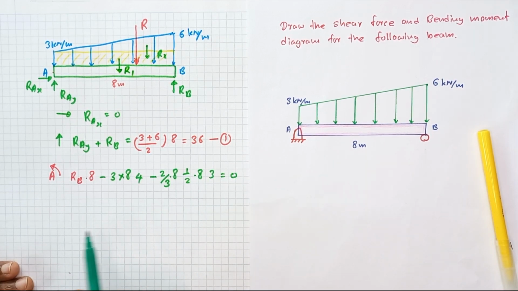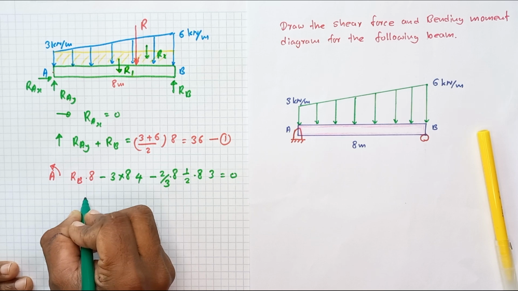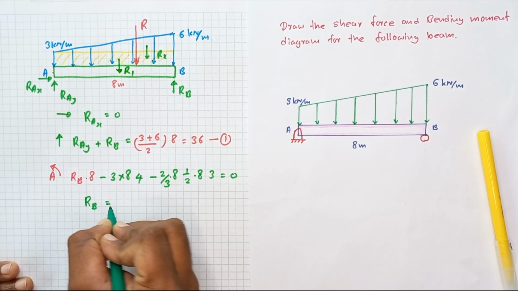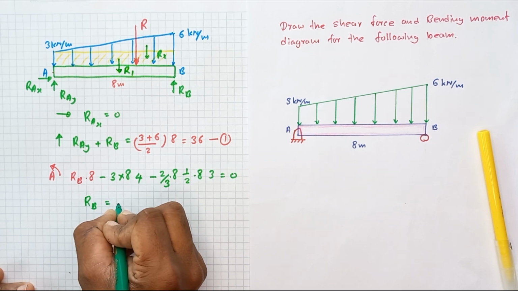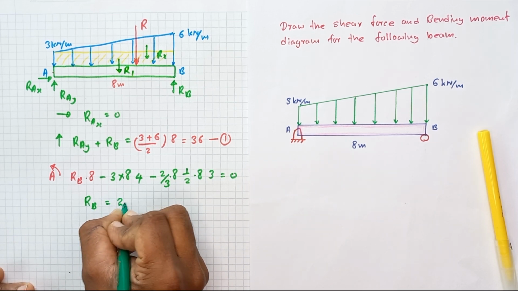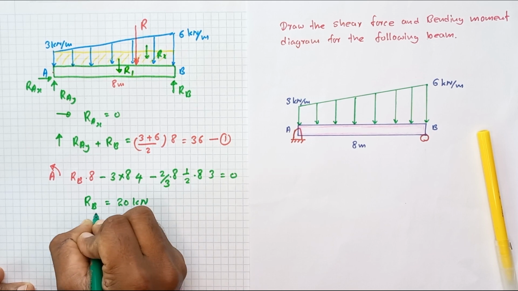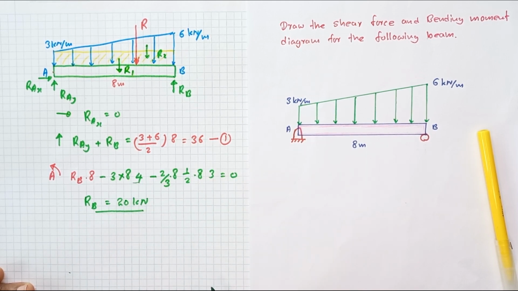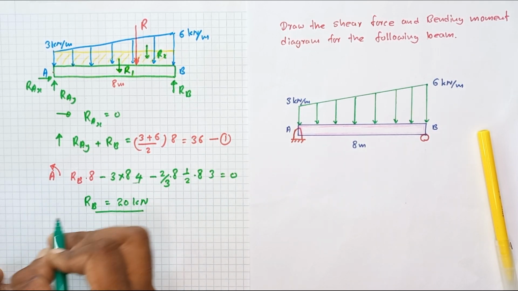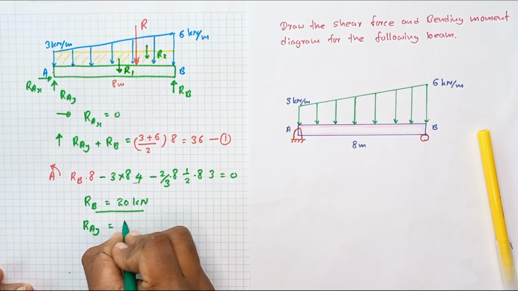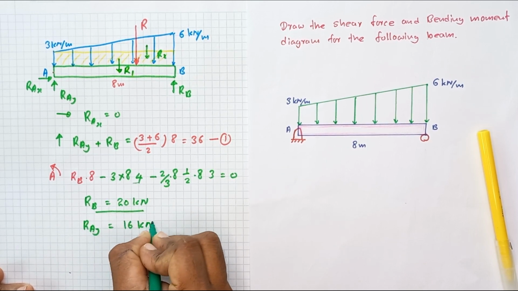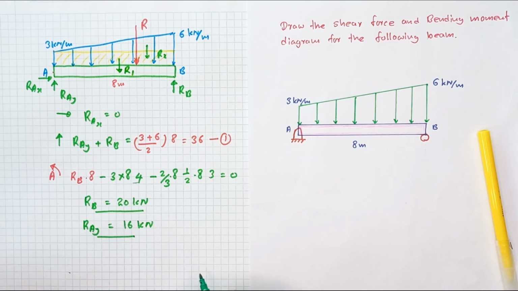By simplifying this equation, you can calculate RB. For RB, we are getting 20 kilonewton. So then RAY is equal to 16 kilonewton. Okay.